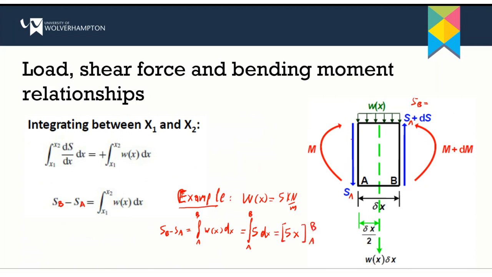Now, this applies on any length, which means that if, for example, A is 1 meter and B is 3 meters, it could be on a typical beam. So this one will be 5 times 3 minus 5 times 1. That is 5 times 2, or 10 kilonewtons. So the change in the shear will be 10 kilonewtons. SB minus SA would be 10. This is an example, of course. This is the overall rule.